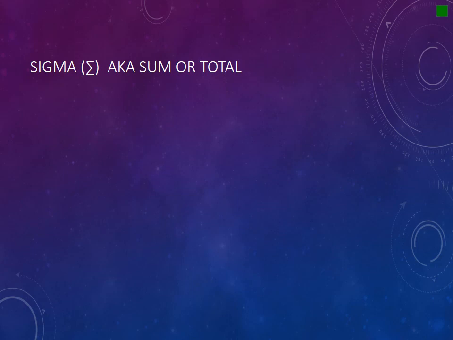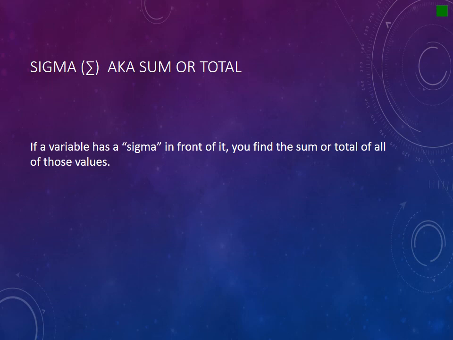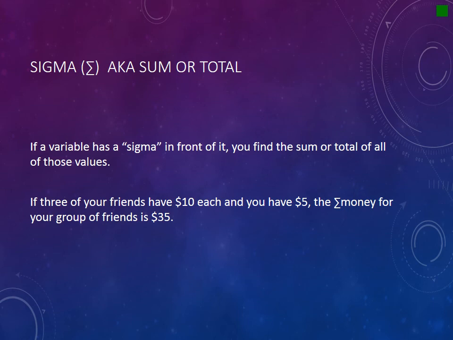The next mathematical operator that I'll be using is the sigma, and this means to add it all up. So if a variable has a sigma in front of it, you should find the sum or total of all the values. So as an example, if 3 of your friends have $10 each and you have $5, the sum of your money is $35.